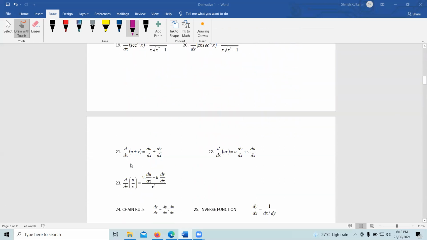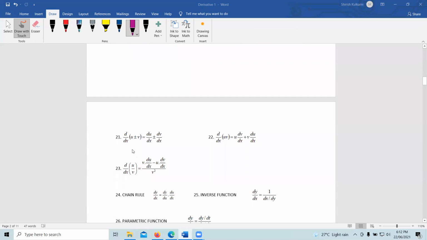Then next, there are the various rules of the derivatives. Suppose d by dx of u plus or minus v, means addition or subtraction of two functions, then we take the separate derivative of each function. d by dx of u plus or minus v is du by dx plus or minus dv by dx. Then d by dx of uv, if you have to find the derivative of a product, is u into dv by dx plus v into du by dx. This is the product rule. While solving the problem, you have to apply this rule.